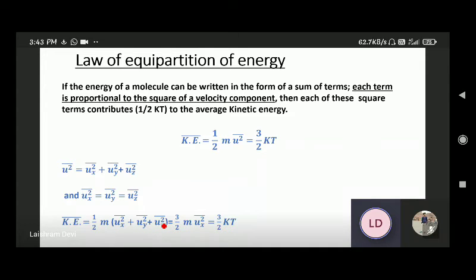ठीक है, तो इसका मतलब ये है कि काइनेटिक एनर्जी को नाउ आई कैन राइट इन टर्म्स ऑफ द सम ऑफ 3 स्क्वायर टर्म्स. तो अकॉर्डिंग टू लॉ ऑफ इक्विपार्टीशन ऑफ एनर्जी, हर एक स्क्वायर टर्म will contribute 1/2 kT to the average kinetic energy. Suppose इस equation को we can divide it into a sum of 3 terms, right? Half m ux² bar, half m uy² bar and half m uz² bar. तो हर एक term will contribute 1/2 kT. ठीक है, is this fine?